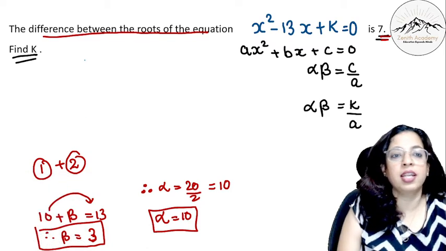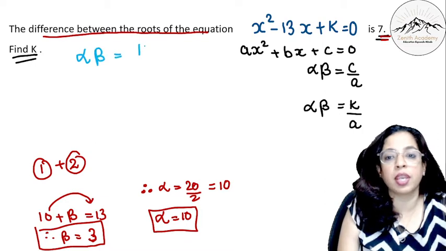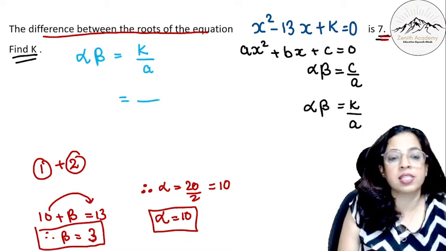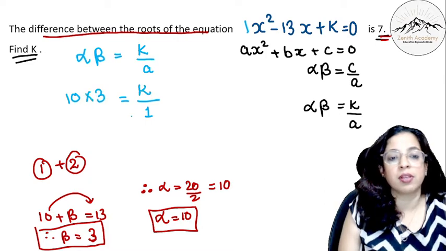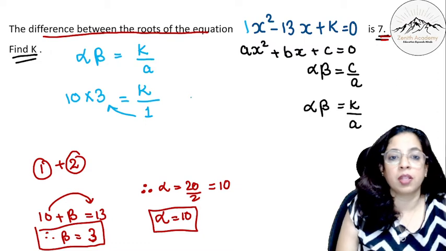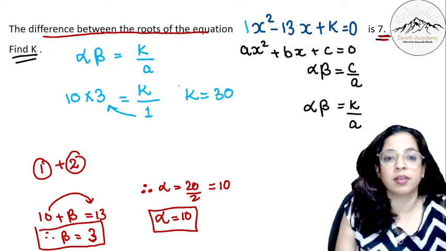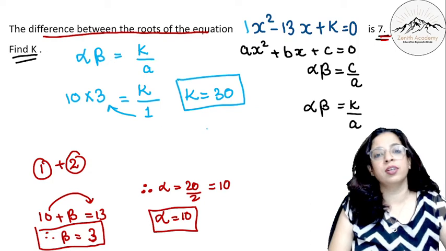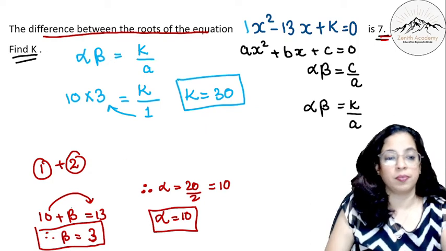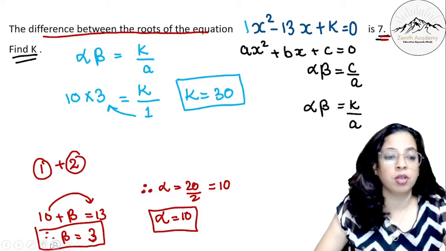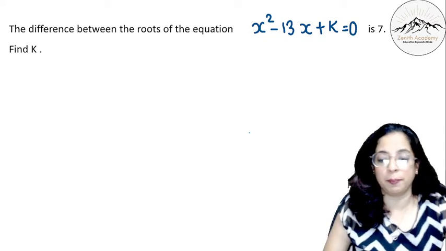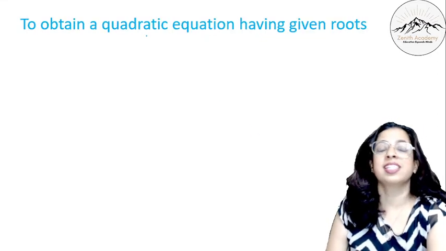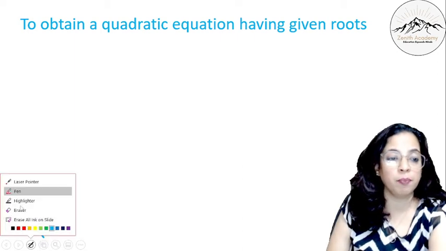Now we know this, that alpha into beta is equal to k by a. So a is nothing but 1. See, a is 1. Now alpha is 10, beta is 3 and this is k. So now if you cross multiply, k is equal to 30, 10 into 3. Have you all understood? This is how we find out. So if you have any doubt, please pause it, go back to the video and understand this very, very properly. Okay. Now, this is a very important topic, very, very important topic.